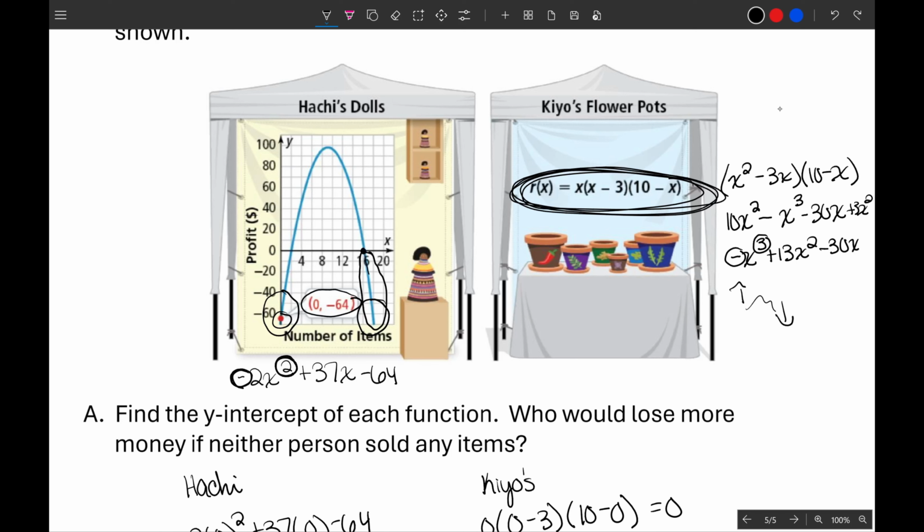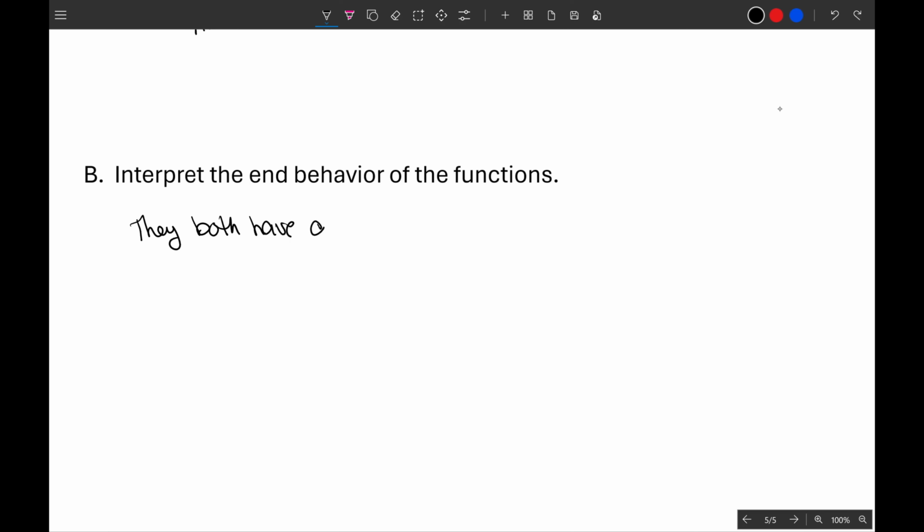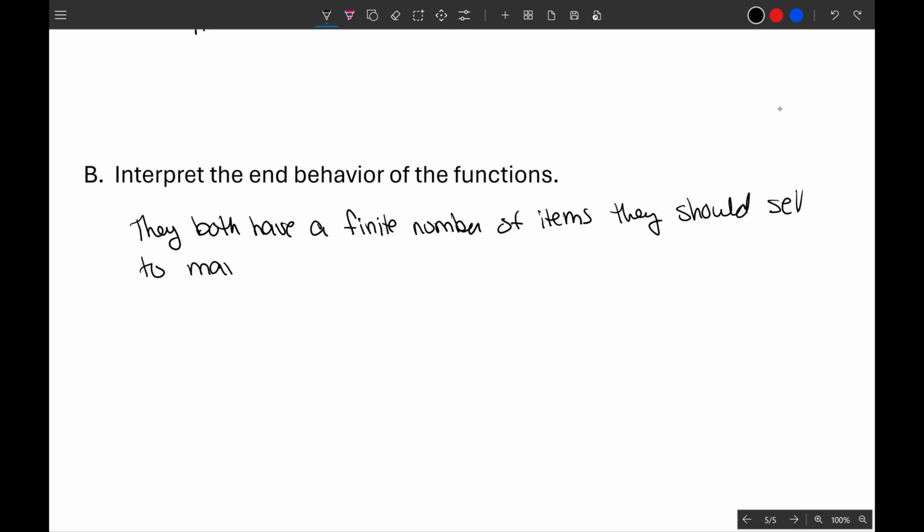So that just tells me that they both have a finite number of items they should sell to maximize their profits.